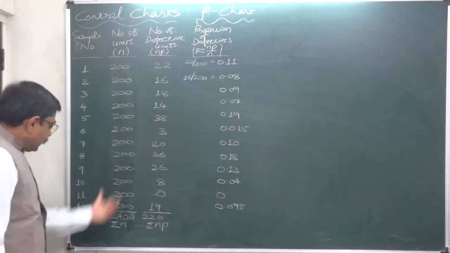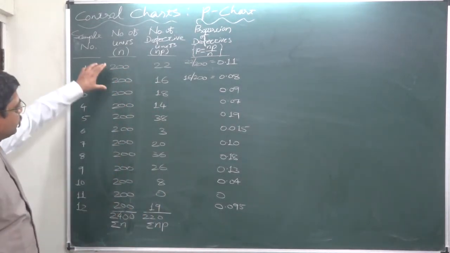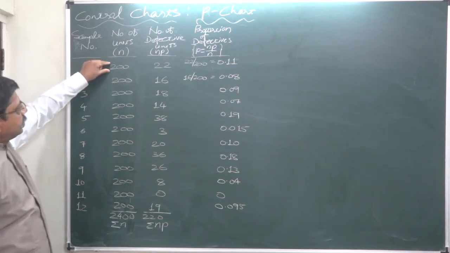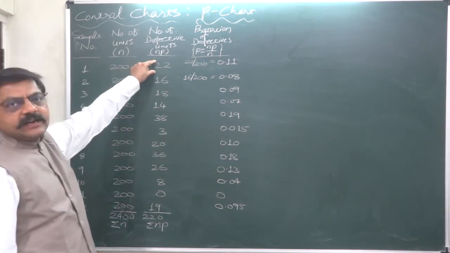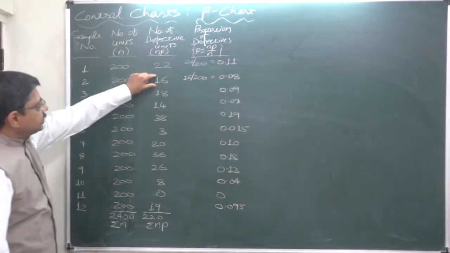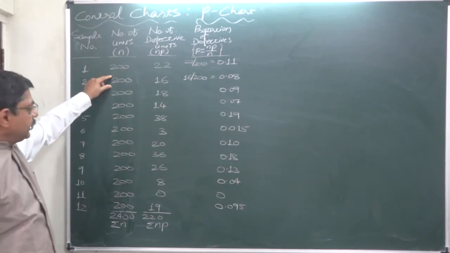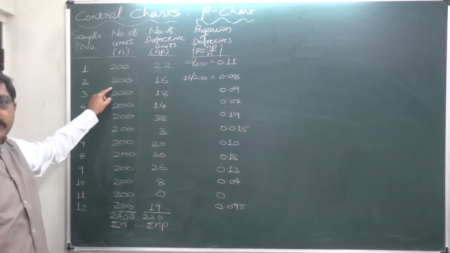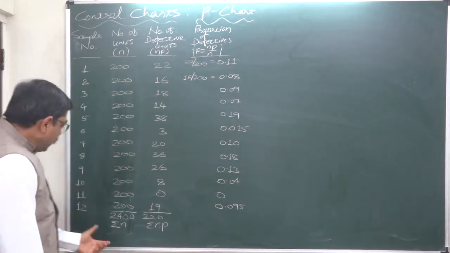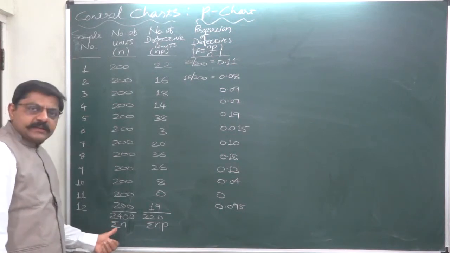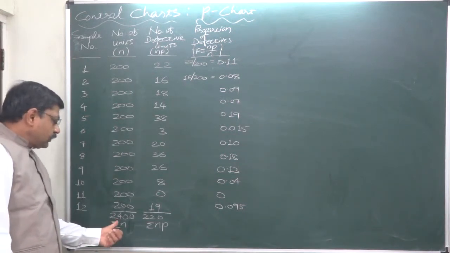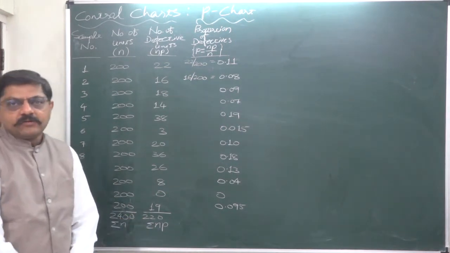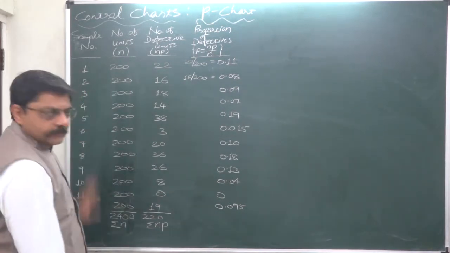So we have taken 12 samples in this example, each of size 200. Out of 200, in the first sample 22 units are defective. In the second sample 16 are defective out of 200. Similarly, in sample number 3, 18 are defective out of 200, and so on. In total we have taken 12 samples of 200, that means we have drawn 2400 units for inspection, out of which a total of 220 are found to be defective. This is the whole scenario.